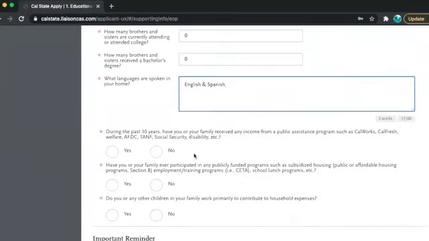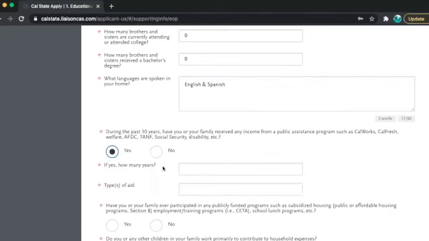So during the past 10 years, have you or your family received any income from a public assistance program such as CalWORKS, CalFresh, Welfare, AFDC, TANF, Social Security, Disability, or any others? If you click yes, it's going to ask you for how many years and the type. So maybe your dad or your mom is currently on disability and they have been for the past 3 years. And then you put disability, okay?